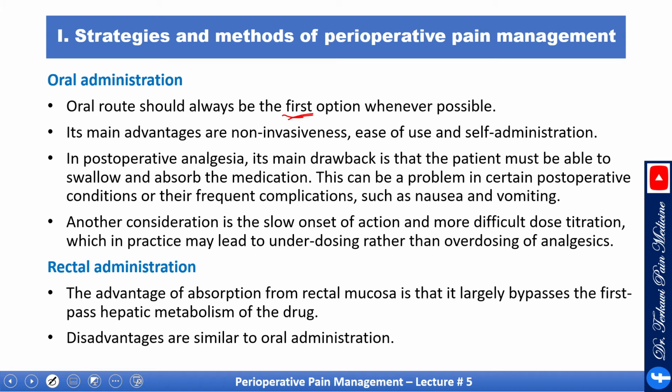Rectal is another possibility, especially if you can't use oral. So the advantage of absorption from rectal mucosa is largely bypassing the first-pass hepatic metabolism of the drug, and the disadvantages are similar to oral.